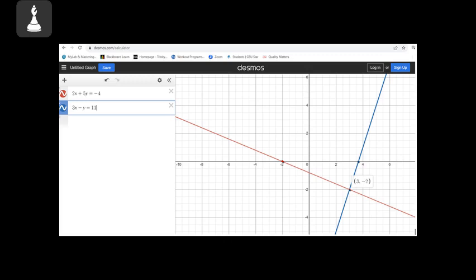The nice thing too is if you hover your cursor right over where the 2 lines intersect, it will tell you where they intersect, what the solution is. So the solution for this is 3, negative 2.